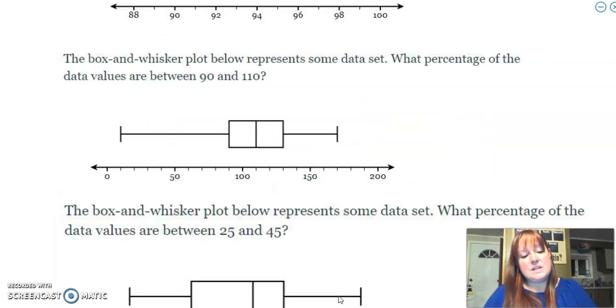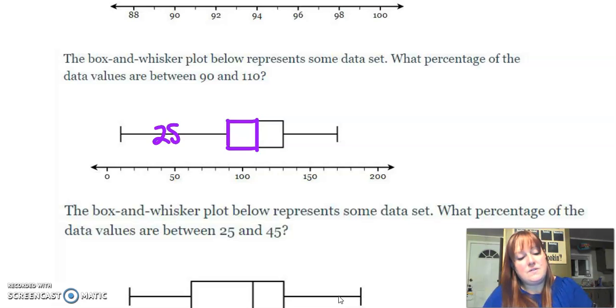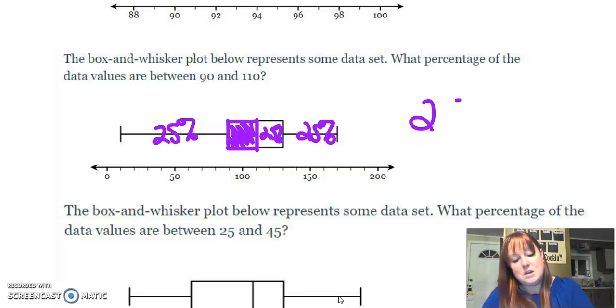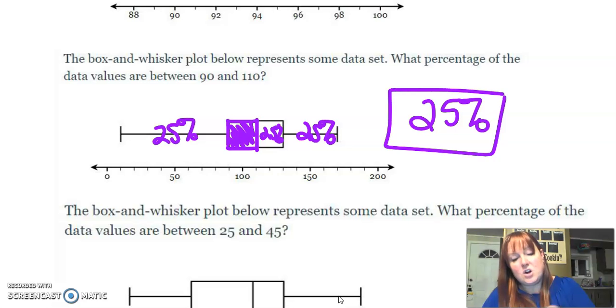So this asks what percentage of the data is between 90 and 110. So let's find 90. It looks like these tick marks each equal 10. So 90 is right here and 110 is right here at our median. So we're looking at this piece right here. Now remember, each piece of our box plot is 25%. So this is 25%, 25%, 25%. So how much is equal to just this piece right here in between 90 and 110? Well, that would be 25% of our data falls in that little piece right there.